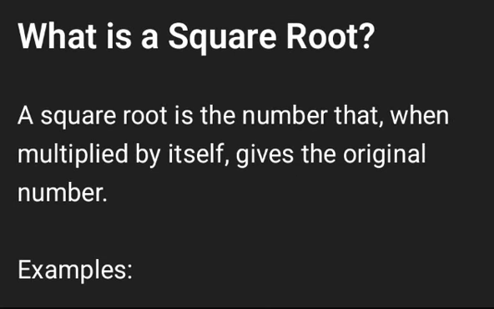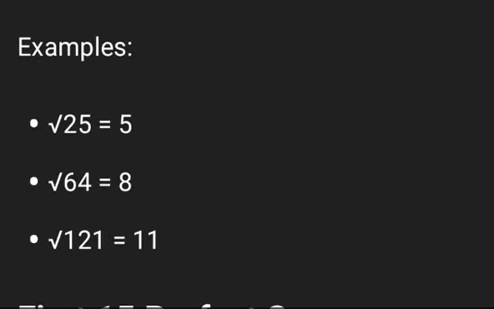So, what is a square root? Square root is nothing but the opposite of a square. A square root is a number that when multiplied by itself gives the original number. Here is an example. When you multiply 5 by 5, you get 25. And the square root of 25 will be 5. It's just the reverse and opposite of square.